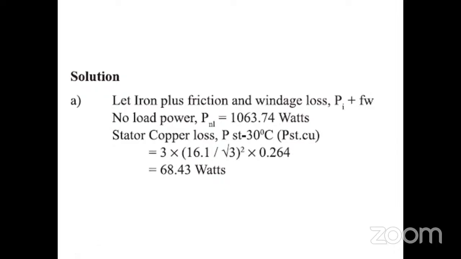As I already told you, it is a delta connection. For delta connections, we have to divide the line current by root 3. Right, sir? Between this bracket, it is the phase current. Phase current square into phase resistance. This must be multiplied by 3. There are 3 phases, so we have to multiply it.